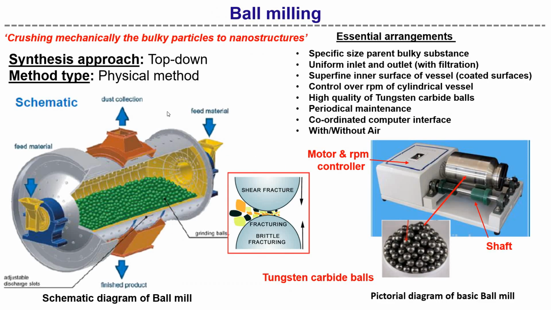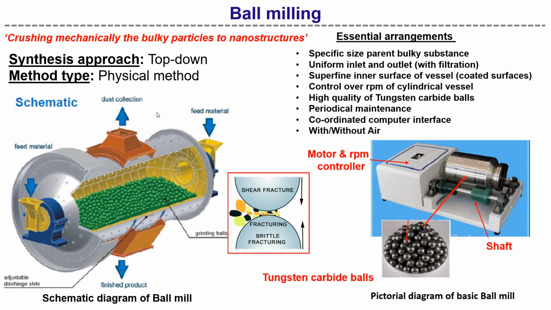So in the ball mill method, we are simply crushing bulky particles mechanically into nanostructures. It is almost the same concept as when we convert bulk wheat into wheat powder at a flour house. So the synthesis approach is top-down and the method type is physical. We are physically breaking bulky particles into smaller particles.